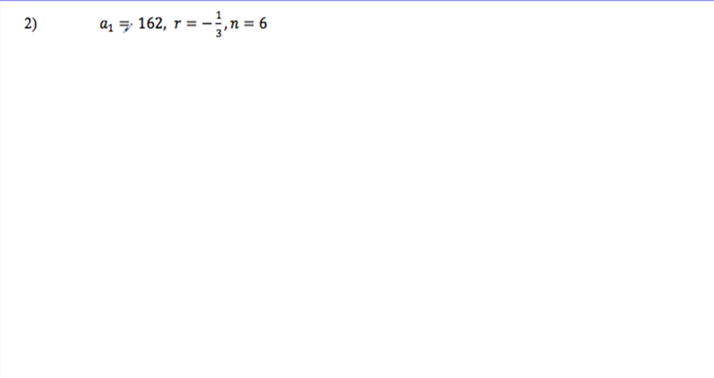So let's take a look at this one. a sub 1 is 162, r is negative 1/3. We're looking for the 6th term. So let's go ahead and write our explicit formula. Again, our explicit will look something like this.